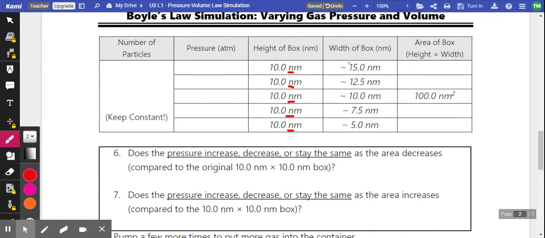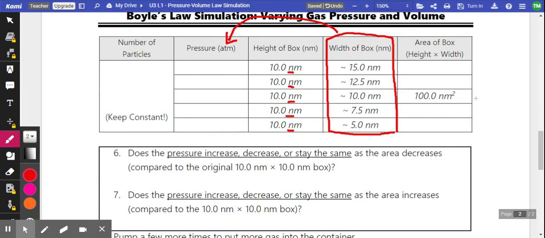And then we're going to be changing the width of the box to be about these sizes. So this is the change we're going to be making. We're going to change what the width of the box is, and we're going to see what the pressure becomes as a result of that.